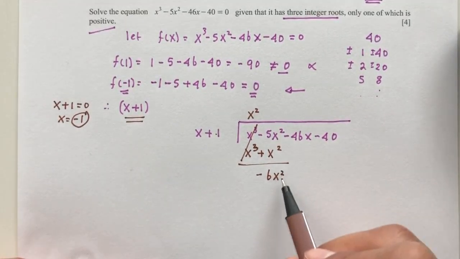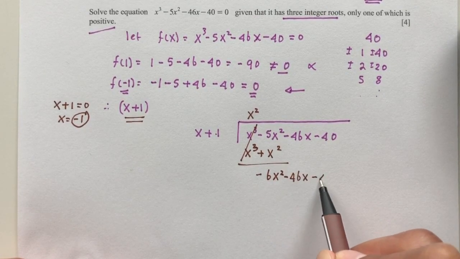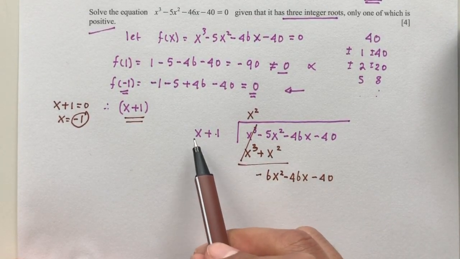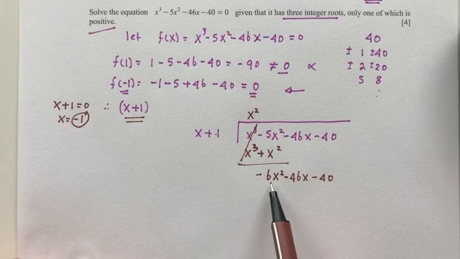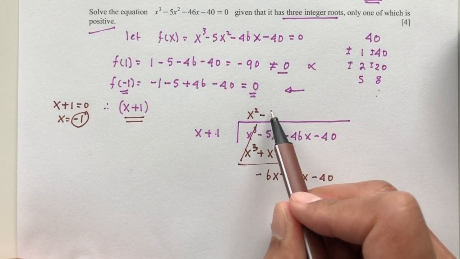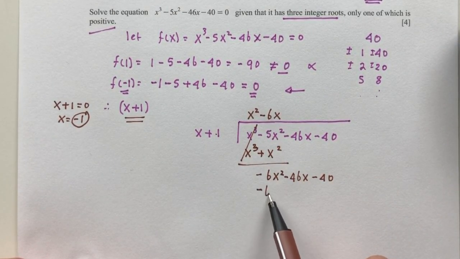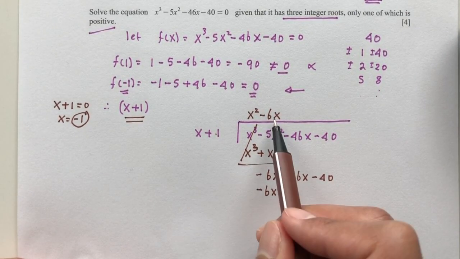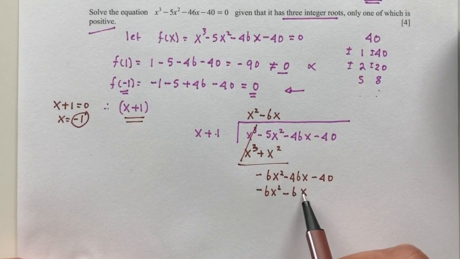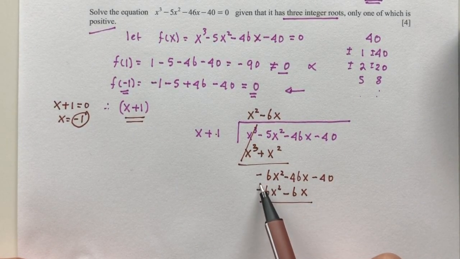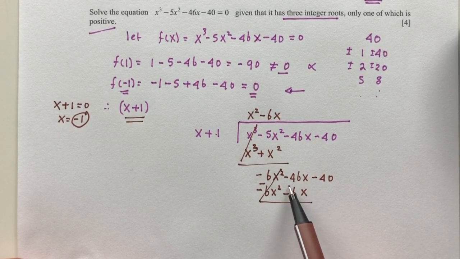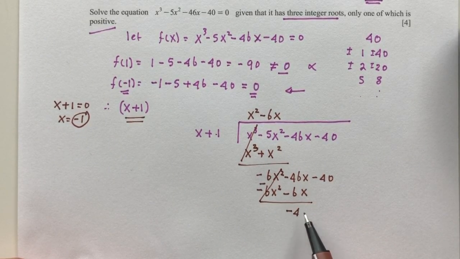So same thing, we bring this down, 46 minus 40. Now, how can we make x minus 6x squared? So we have to multiply that by minus 6x. So x times minus 6x, that will be minus 6x squared. Plus 1 times minus 6 will be minus 6x. So minus 6 minus, so minus 6, that will be 0. Minus 46 minus will be plus. So minus 46 plus 6 will be minus 40x, minus 40x.